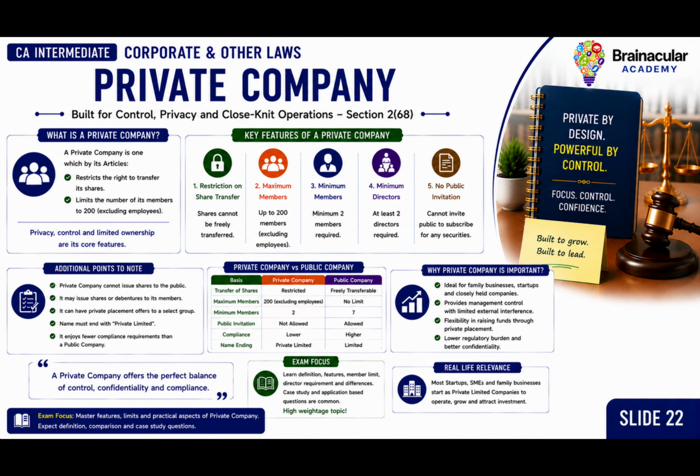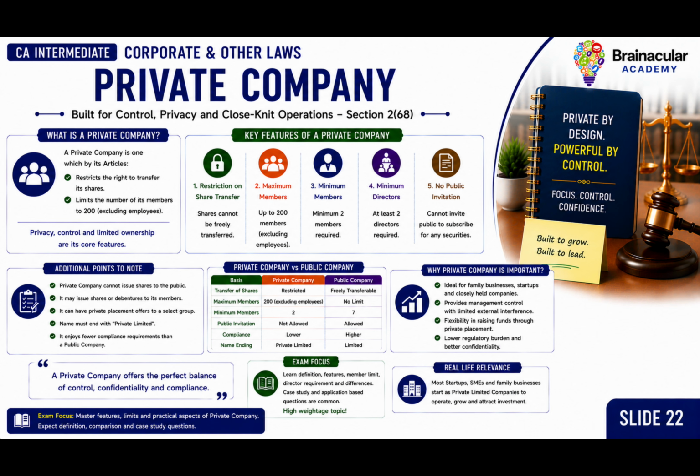be prescribed and which by its articles restricts the right to transfer its shares, limits the number of its members to 200 and prohibits any invitation to the public to subscribe for any securities of the company. The three restrictions are the definition, and you have to understand why each restriction exists.